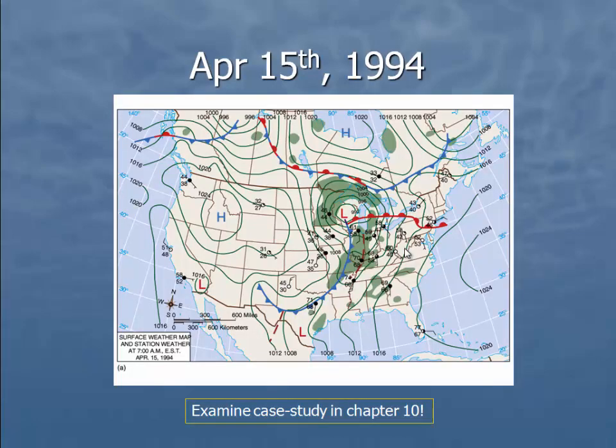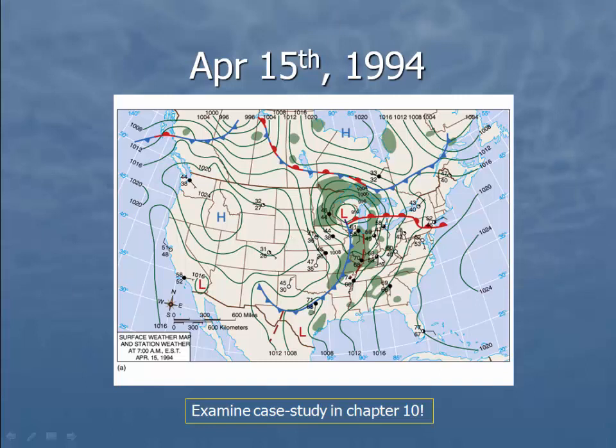Your chapter 10 is a little bit different than the in-class chapter 10, so again, please ignore the bottom case study here. This is not in the Weather Studies Investigation Manual, at least the April 15th, 1994 example is not. In your Weather Studies Investigation Manual, you'll be looking at a different case study, so you can pretty much ignore this, but I just wanted to have this in here.